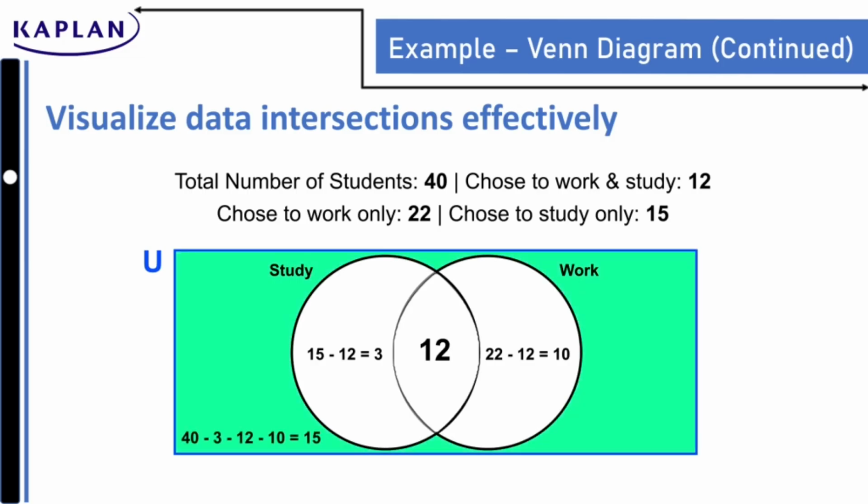This region represents students who did not opt for further studies, starting working, or both. The number is 40 minus 3 minus 12 minus 10, giving us 15. Thus, the answer is 15 students who did not opt for further studies, starting working, or both.